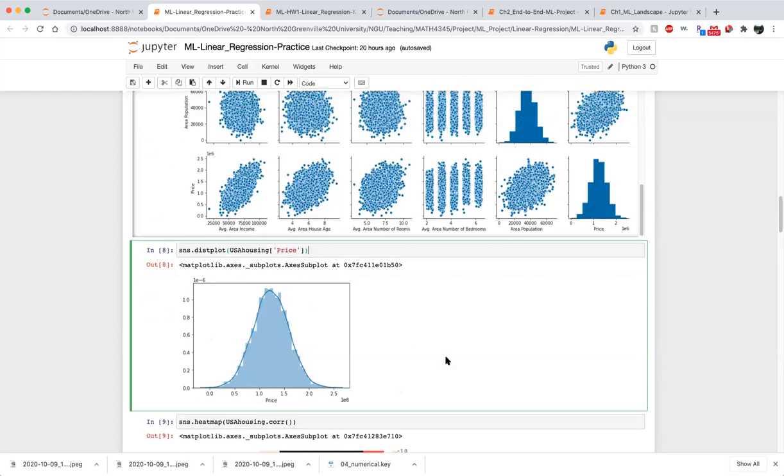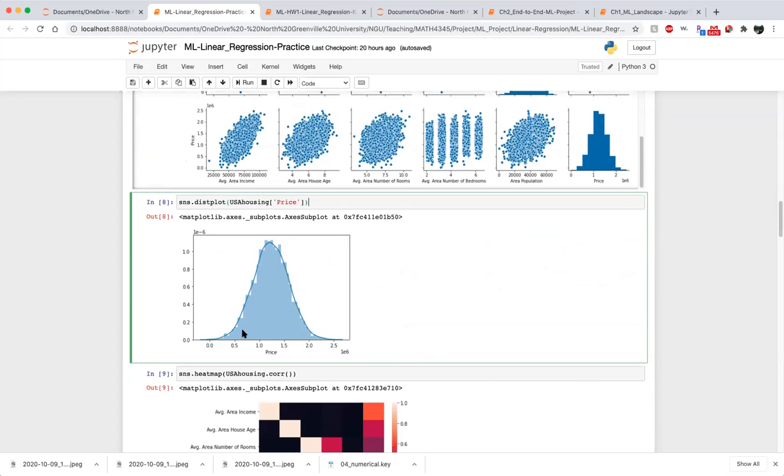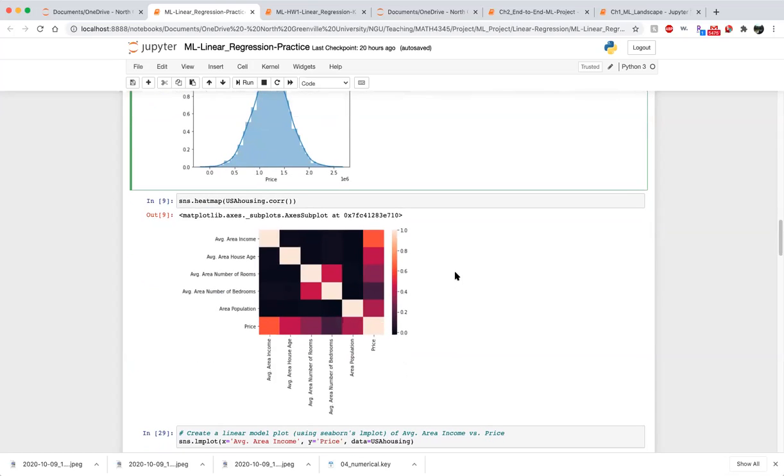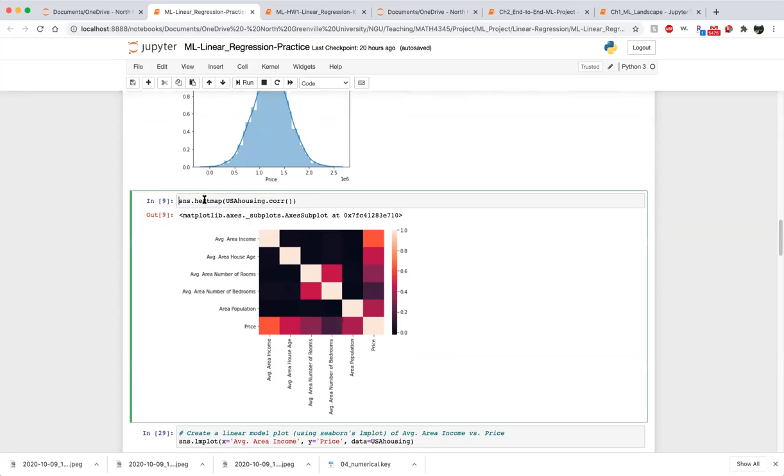Now look at this. How is it possible? We got a normal distribution for the price. We'll see it later, but actually this data is made up data. Okay, but we'll see. And now, we can also figure out the correlation by graphing this heat map.